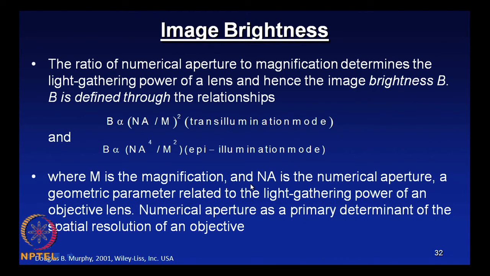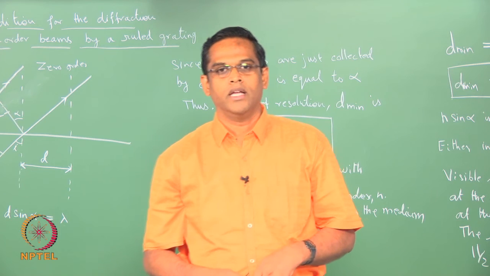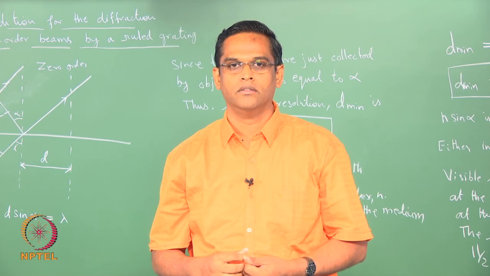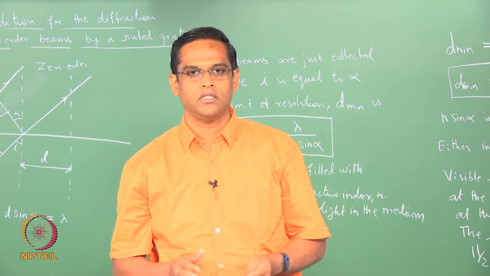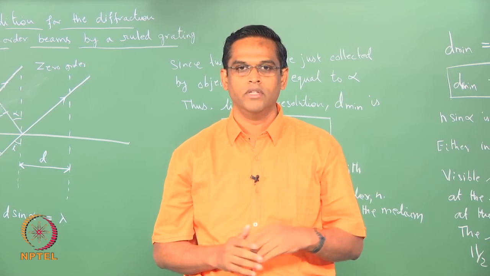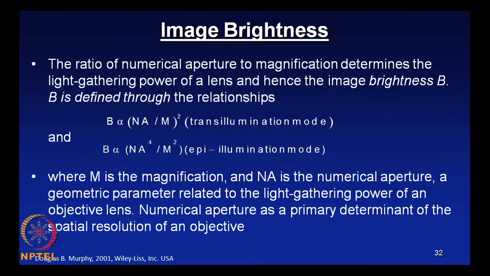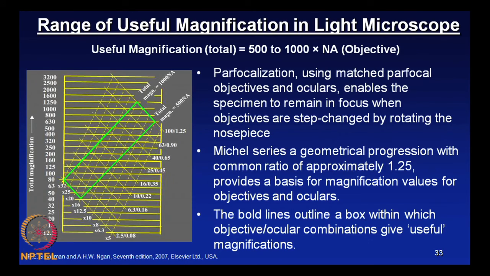So it is very important to note that the numerical aperture of an objective lens determines the resolution power, and of course it has a range of values. We will see that. Not all the values of the numerical aperture are going to be useful. The useful total magnification is 500 to 1000 times the numerical aperture value of any objective.